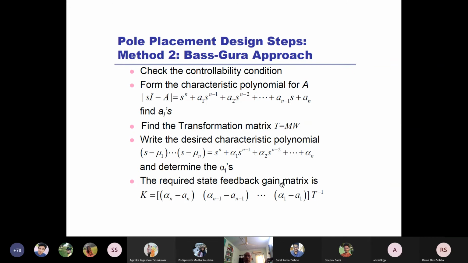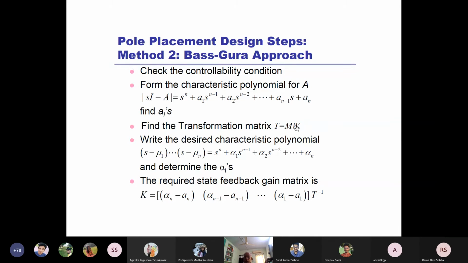And then we calculate K equal to alpha n minus a n, alpha n minus 1 minus a n minus 1, up to alpha 1 minus a1, into T inverse. So this is basically the generalized methodology for finding the state feedback controller gain using the Bass-Gura approach. If the system is in a controllable canonical form, then this T will become the identity matrix. Otherwise, we have to find that T using the equation M into W.